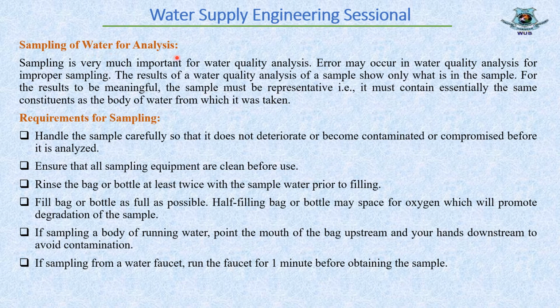Sampling of water for analysis. To analyze water, first we need to collect the sample, and sampling is very important for water quality analysis. Errors may occur in water quality analysis from improper sampling. The results of a water quality analysis of a sample show only what is in the sample. That means we can find the materials that exist in water by analyzing it.